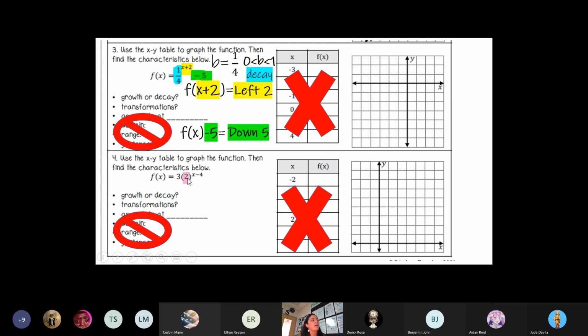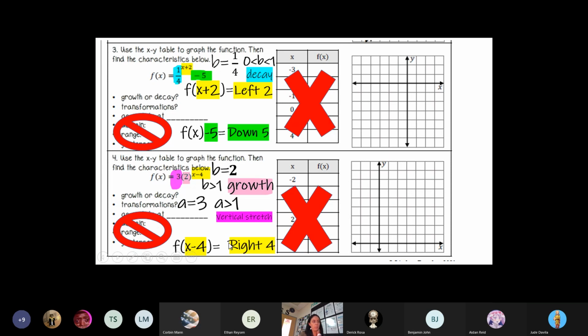And our last one, I have a b term of 2. That is definitely greater than 1, so it's showing exponential growth. My a term is 3. If my a term is 3, I will be vertically stretched. And then I have this x minus 4, which means it's affecting my x value. So it's going to be f of x minus 4 in parentheses, which means I'm going to move to the right 4 units. All right, that's it for pages 6 and 7 as far as what you're responsible for knowing.